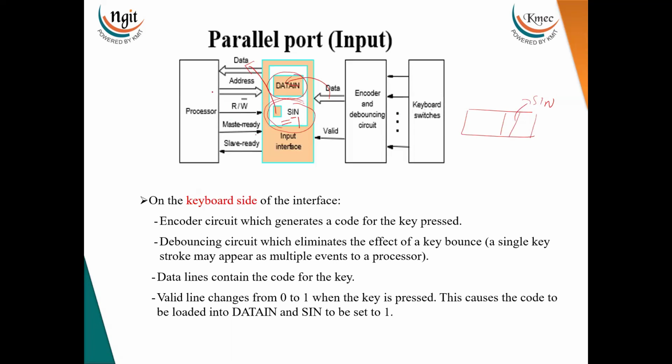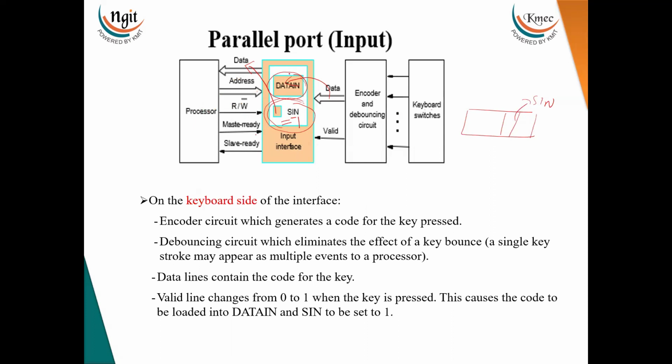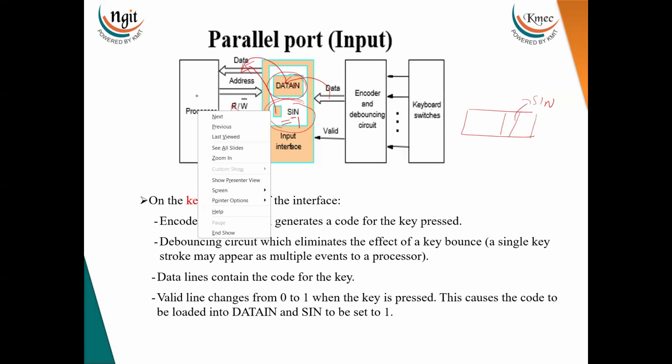Then the processor will read the status. After reading the status, if the SIN bit is equal to 1, the processor places the address of the data in register, and it will place the read command again, because it is reading the data in register. It will send the master ready signal. When the master ready signal is received by the interface, it will send the slave ready signal, and along with it, it will place the data in content onto the data bus. Thereby the processor will read the data. This is what happens when the input device is connected to the parallel port.